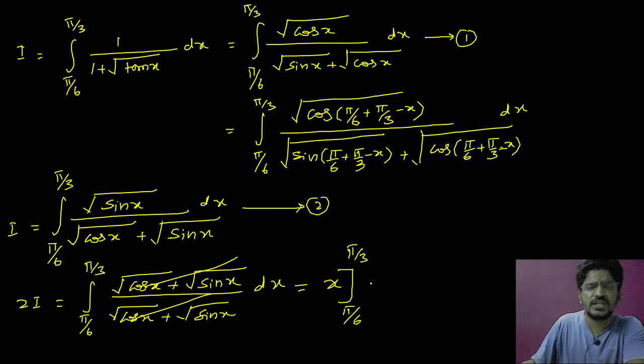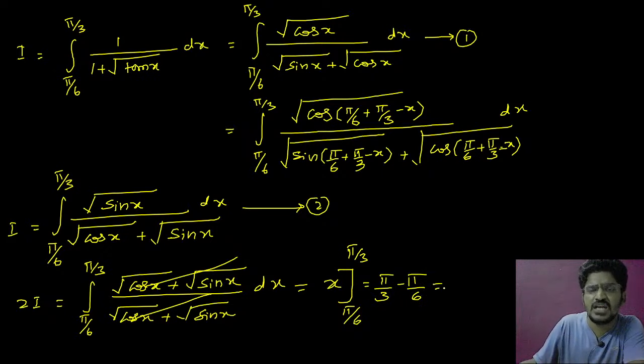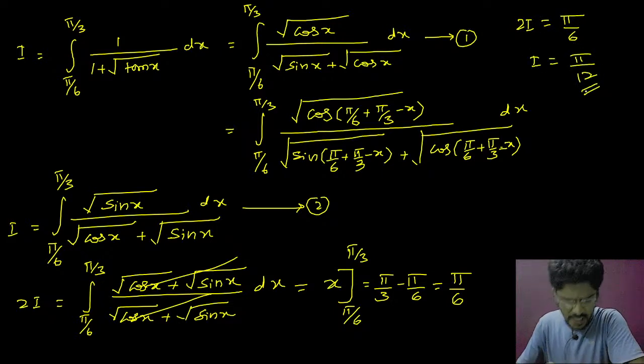If you simplify this, it will be equal to pi by 3 minus pi by 6. That is 60 degree minus 30 degrees, again you are going to get 30 degree, pi by 6. But you see here, you got 2I equal to pi by 6. Therefore I will be equal to pi by 12. This is your answer.